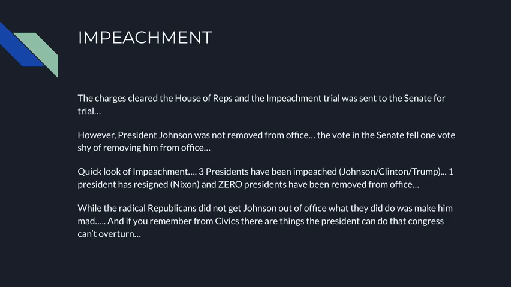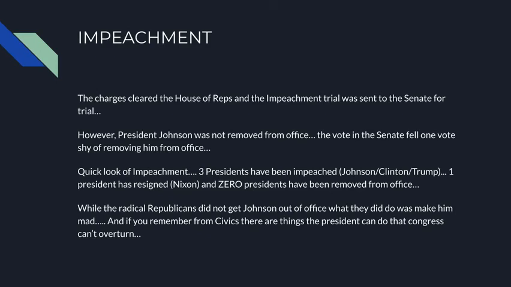So, technically speaking, Bill Clinton was an impeached president. Andrew Johnson was an impeached president. Donald Trump is an impeached president, but they're still serving. Again, you can get impeached by the House, but then you have to go to trial in the Senate. And so Johnson was impeached. All right, the trial went to the Senate, and it fell one vote shy of removing him from office.